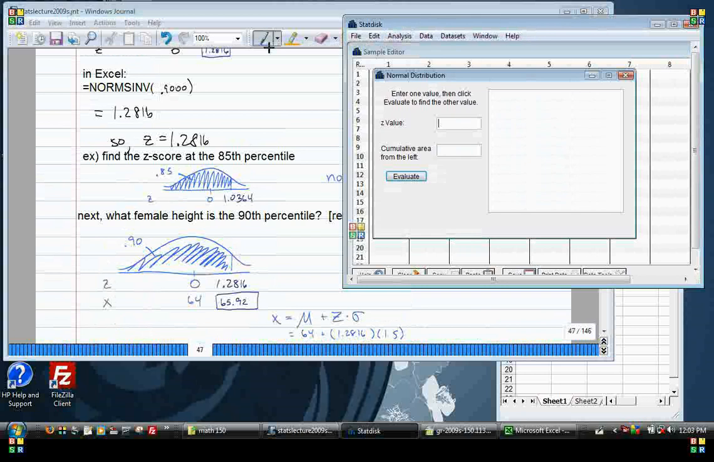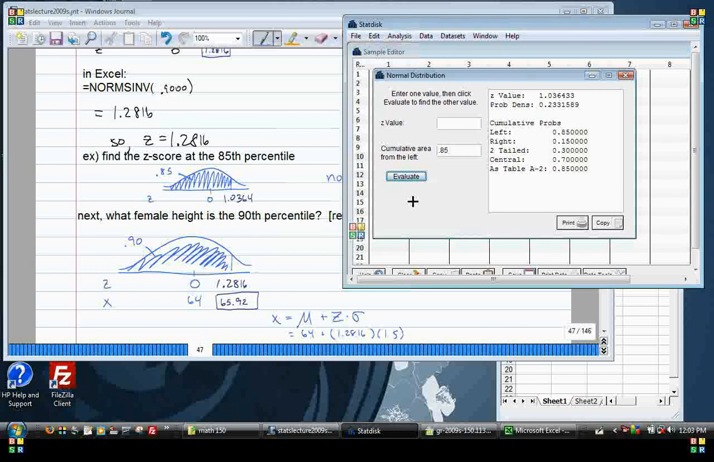Now, what do we know? Do we know the z-value? No. Do we know the cumulative area to the left? Yes. And what is it? 0.85. Click evaluate, and what do we need? The z-value. And there it is.